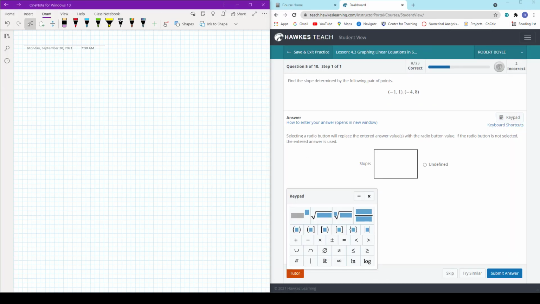Okay, now here is a problem where we need to determine the slope. This turns out to be a job for OneNote. So what we have over here is two points. One is -1, comma 1. The other one is -4, comma 8.